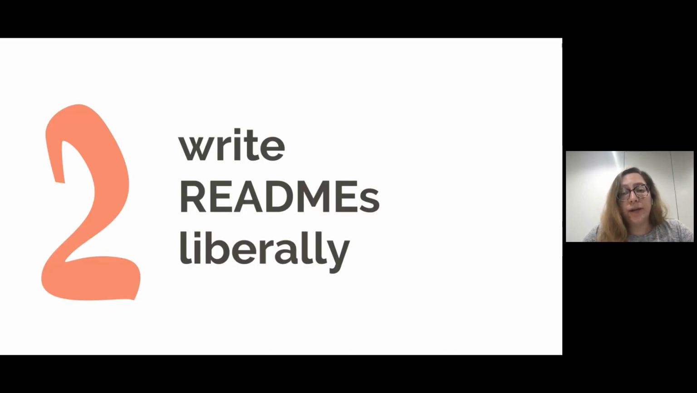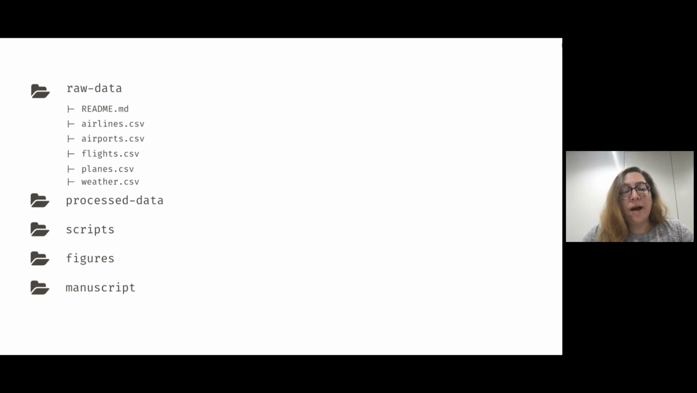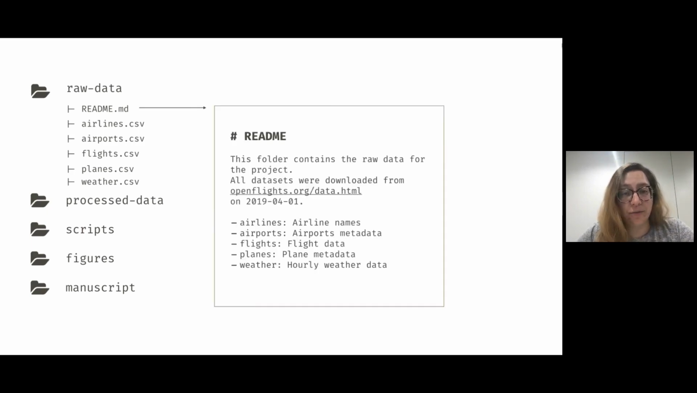Number 2, write readmes liberally. So if you have raw data, here I've taken an example from the New York City flight data set in the dplyr package in R, and it comes with a few flat files. So I've saved each one of those as a CSV file here, but I also have a README that goes with them. This README actually tells me where these data come from, and it tells me what else is the contents of that folder.